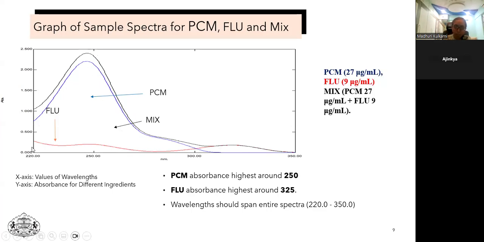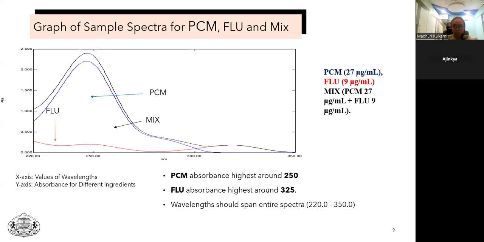If we consider only PCM, then the absorbance for 220 to 350 wavelengths goes like this, indicated by the blue line. It is maximum around the wavelength 250. Whereas if I consider only flupyrtine, the second component, then the absorbance values are very small initially, and beyond 300 they start increasing a bit, but they are small compared to PCM values. They are definitely small.